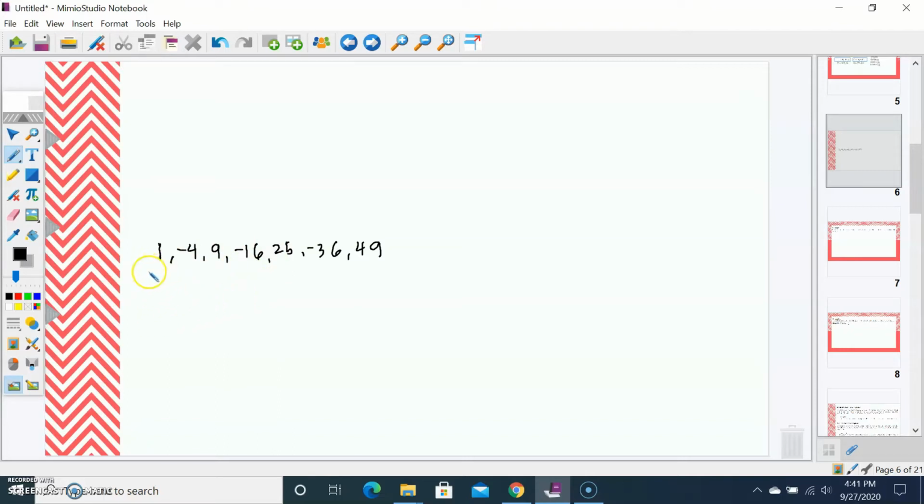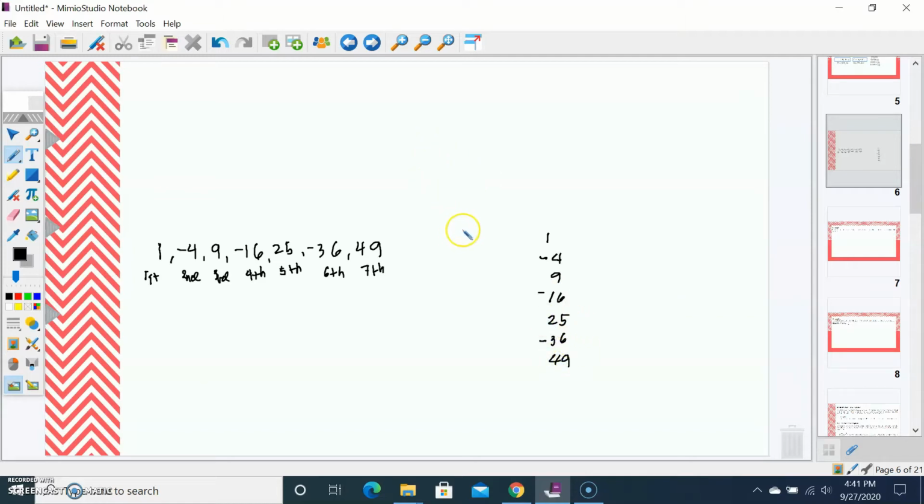Now, as we all know, this is our first term, second term, third, fourth, fifth, sixth, and then seventh term. Okay? Now, I want to rewrite this in a vertical way. So, I have here 1 as my first term. I have here negative 4, 9, negative 16, 25, negative 36, and 49.